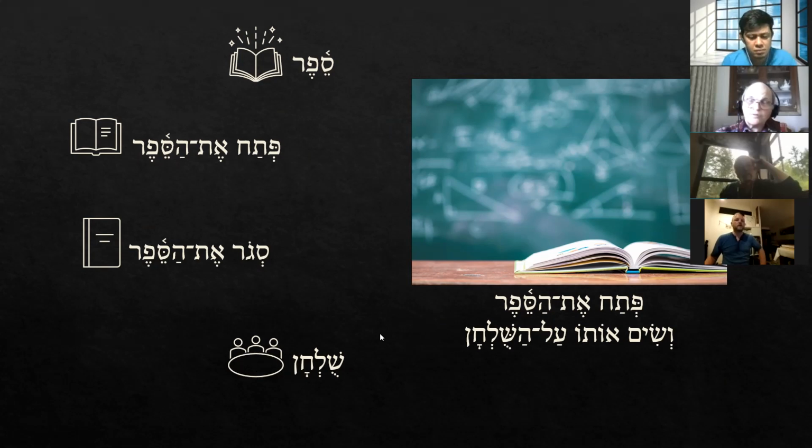Okay. All right. Gio, could you read what we have underneath the picture here? Kach et hasefer v'sim oto al hashulchan. On the table. Ptach et hasefer, v'sim oto, oto means it, right? Sim oto al hashulchan. Put it on the table. You know oto, right?